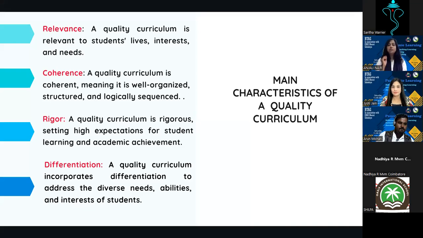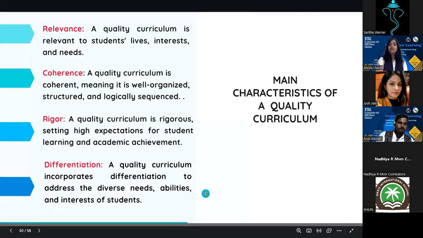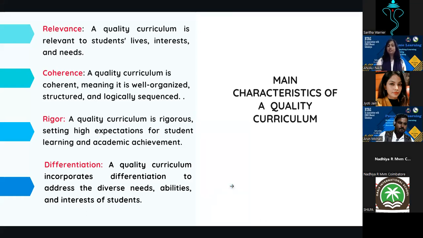But see, teachers need to be proactive. So we have to be well planned. We know our students' needs. We know that we have to meet the expectations of curriculum completion and syllabus completion, and the curriculum is rigorous. So we have to be proactive and we have to plan our strategies, and we have to be well prepared before we enter our classes. A quality curriculum also incorporates differentiation to address diverse needs, abilities, and interests of students.